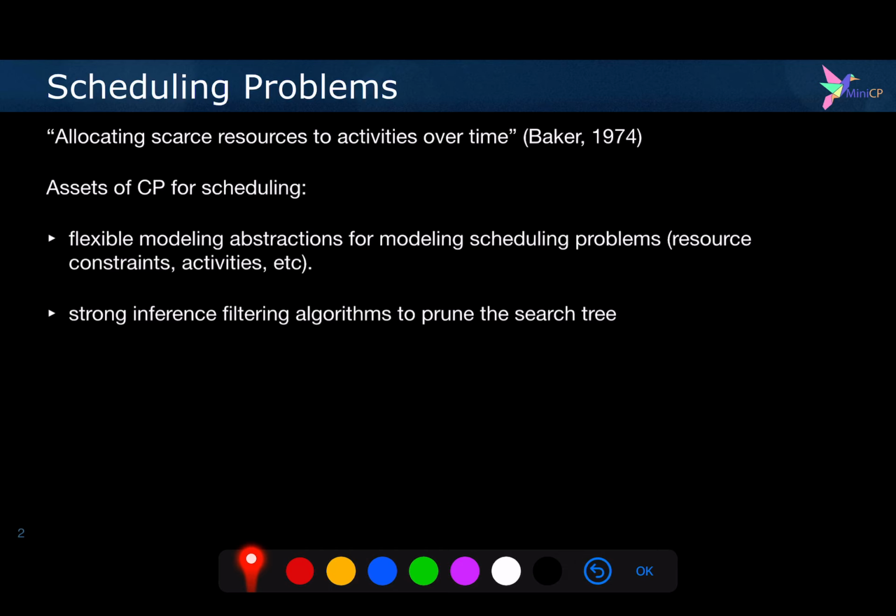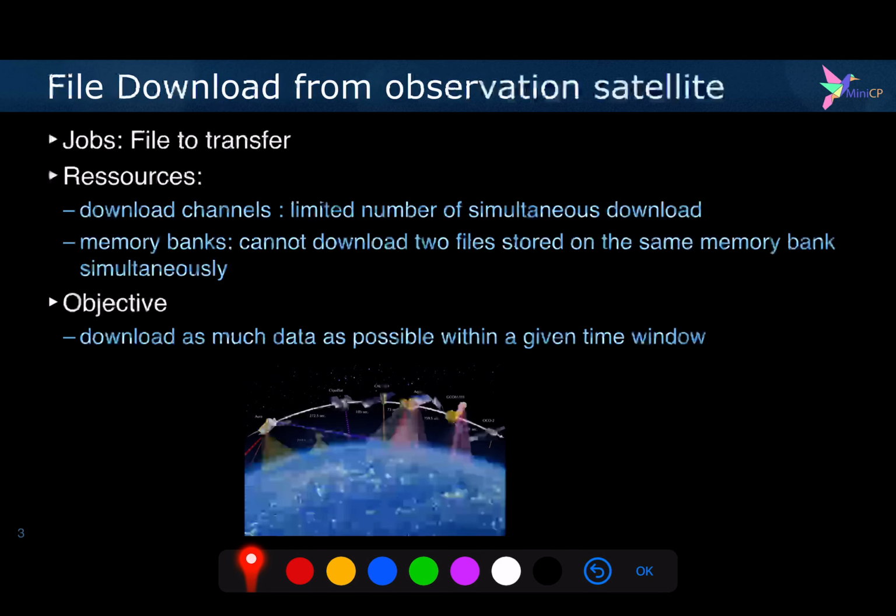And one asset of constraint programming is that we can solve a lot of different types of scheduling problems with just one type of constraint, which is the cumulative constraint. So CP is very flexible. It contains a lot of abstractions for scheduling. So we have activities, building blocks, we have resources constraint, and we can also infer a lot of deduction with this kind of scheduling constraints to prune the search tree. So it's really a good asset for constraint programming for solving scheduling problems.